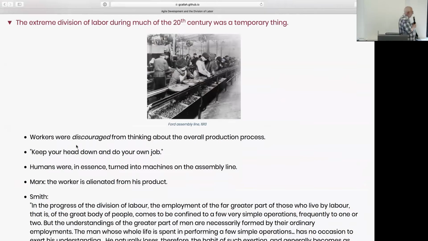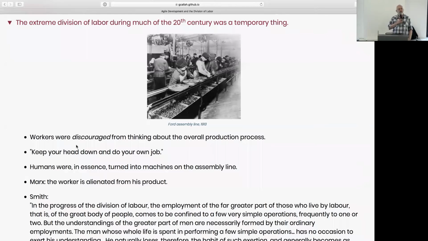So during the 20th century, we saw an extreme in the division of labor. Workers on an assembly line were actively discouraged from thinking holistically about the whole production process. The attitude was, keep your head down, do your job. Don't butt into the people in the upper office's job. What this was doing was, in essence, turning humans into machines on an assembly line. At that point, there's no advanced robotics or anything. So your best bet, if you needed a machine to continually put a little nut onto a bolt or something, you got a human being to keep doing that.